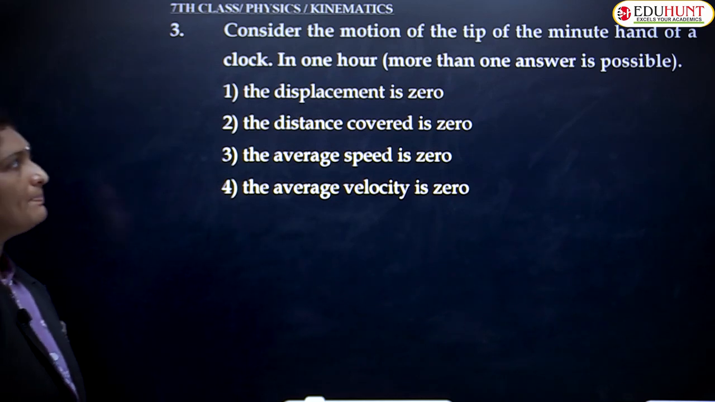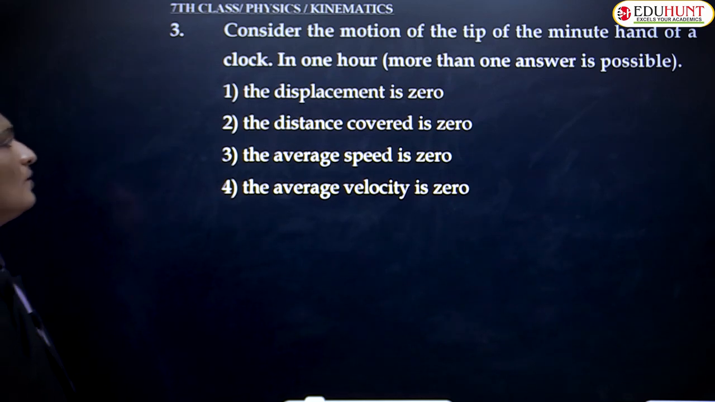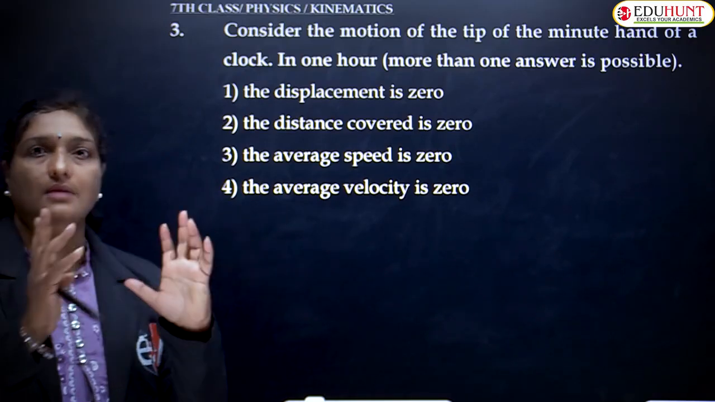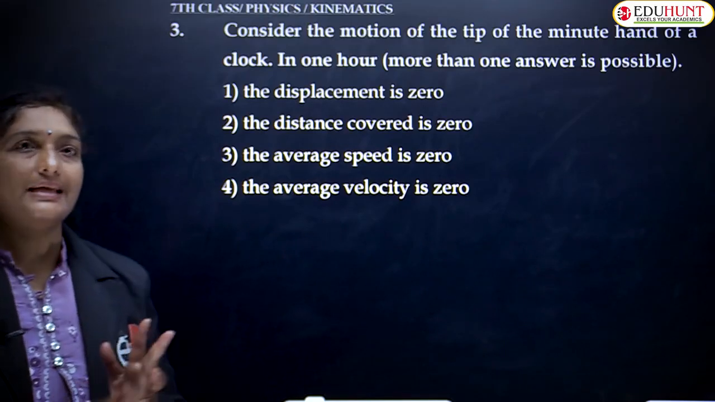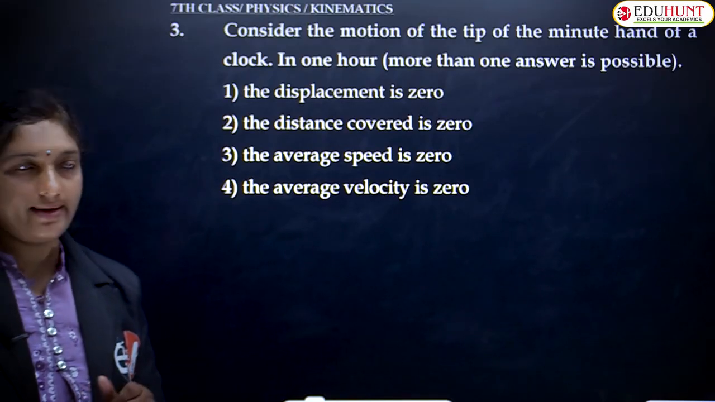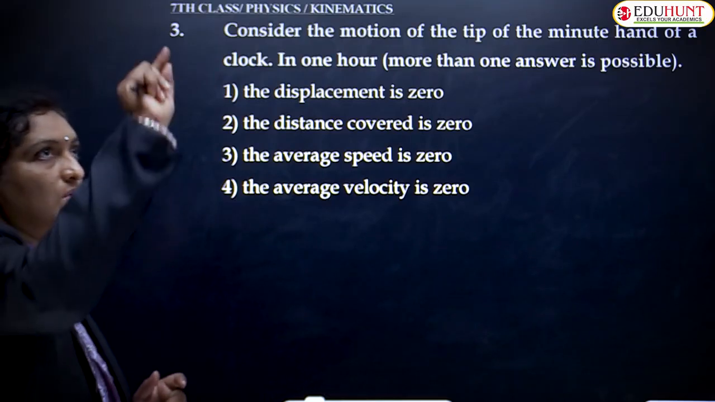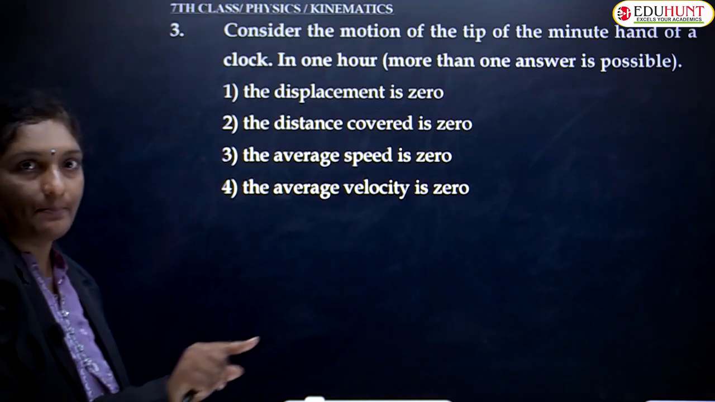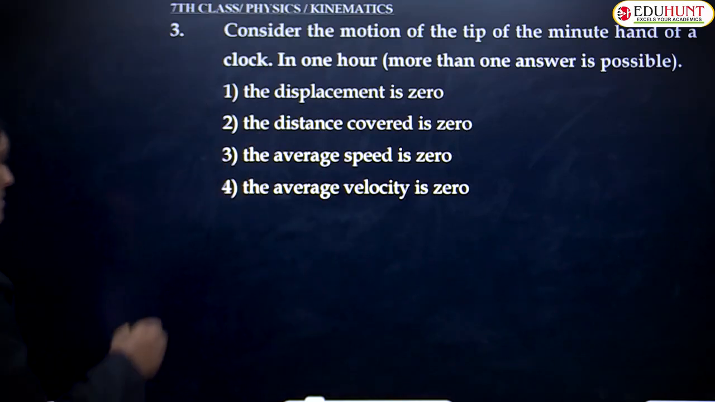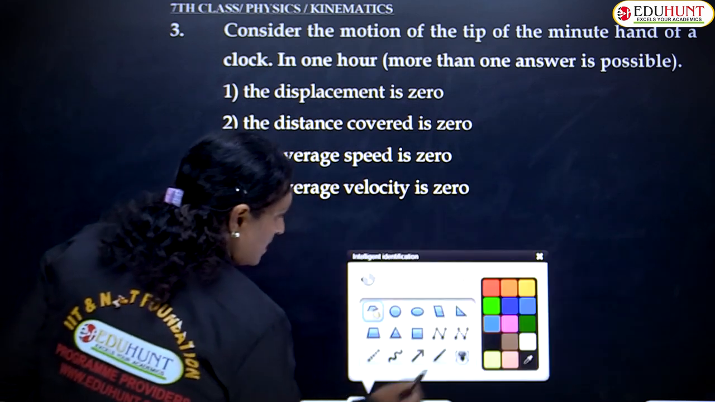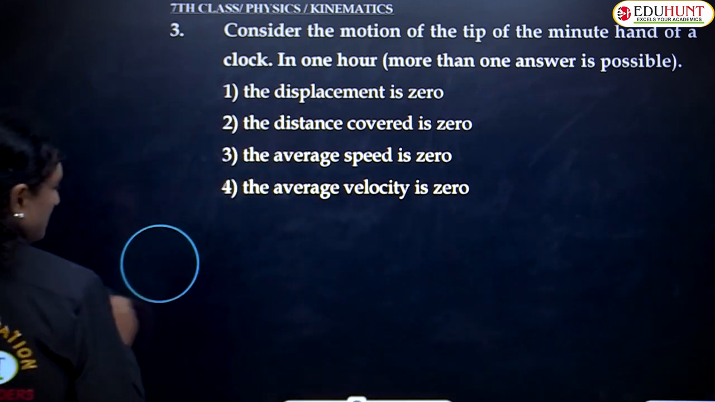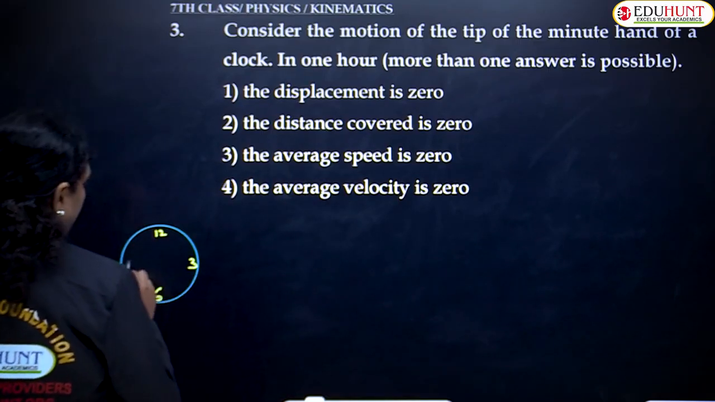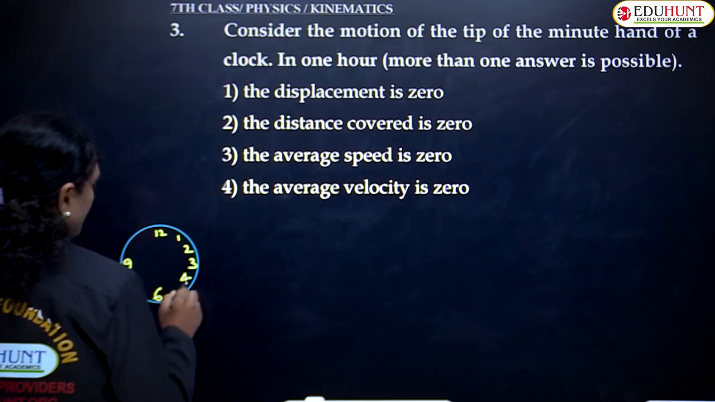Consider the motion of the tip of a minute hand of a clock in 1 hour. What happens? Just imagine the clock. We observe the minute hand, second hand as well as hour hand in a clock. Clearly, whenever the minute hand starts moving, in 1 hour that minute hand will complete one complete revolution. So suppose this happens to be a clock. Let us imagine a clock over here. In this clock, this is 12, 6, 3 and 9, and 1, 2, 4, 5.